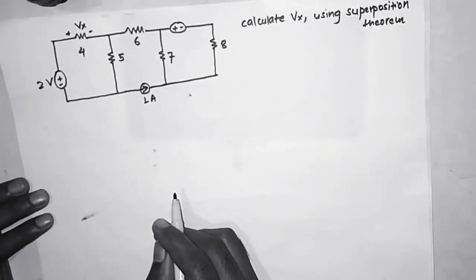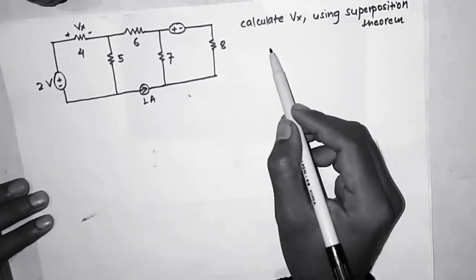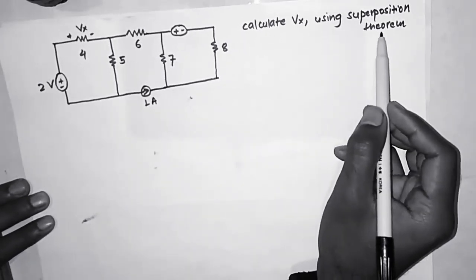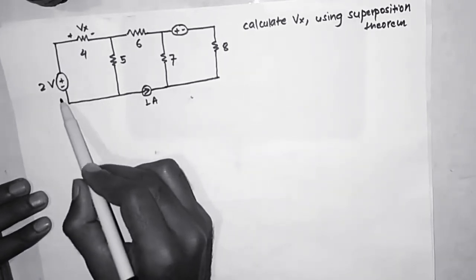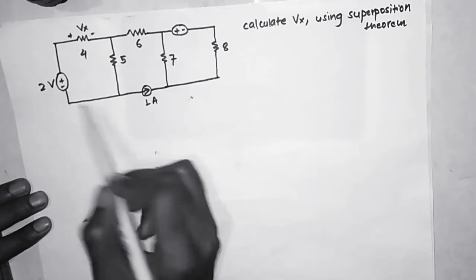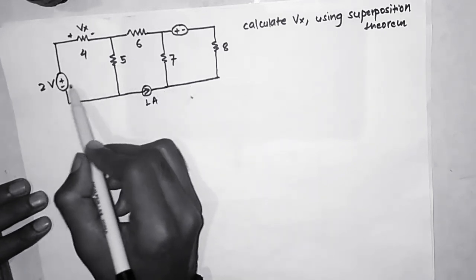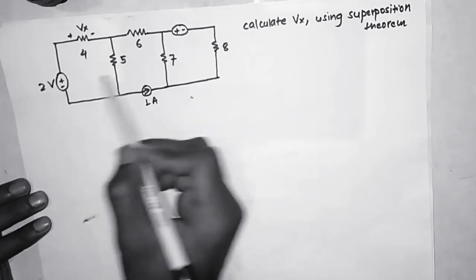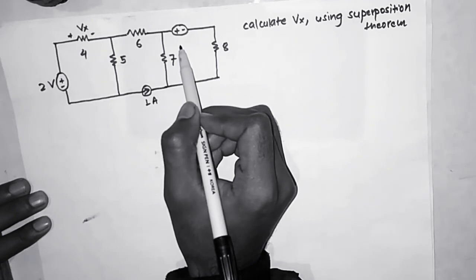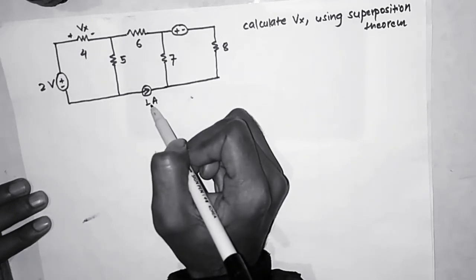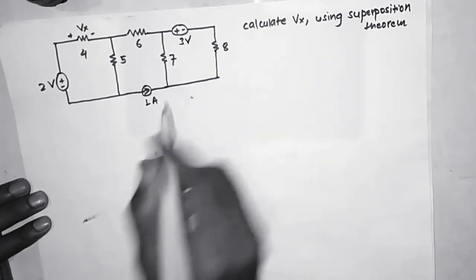Today again I am back with another circuit problem. Here we have one circuit given, and we have to calculate Vx using the superposition theorem. In the superposition theorem, first we have to consider any one source, whether that is a voltage source or a current source. Altogether we have three sources: one voltage source, another voltage source, 1 ampere as a current source, and a 3 volt source.